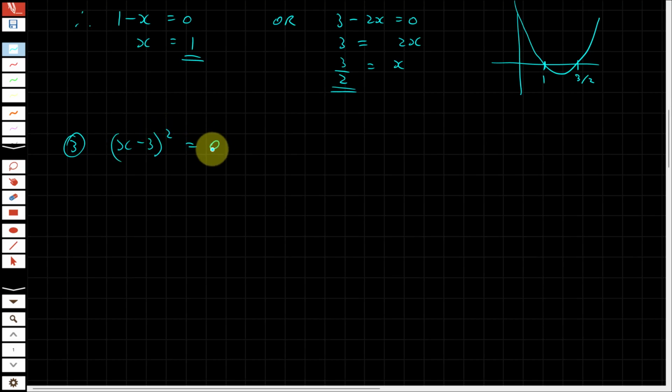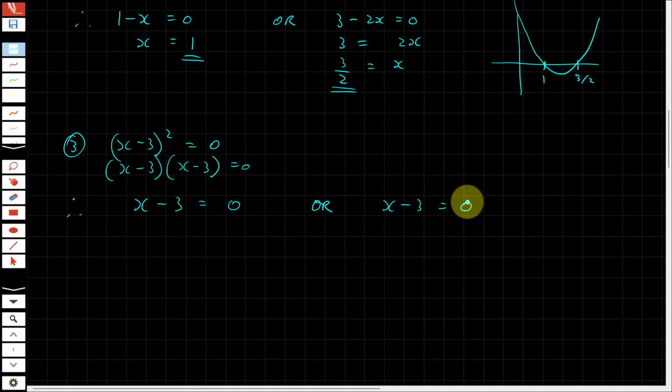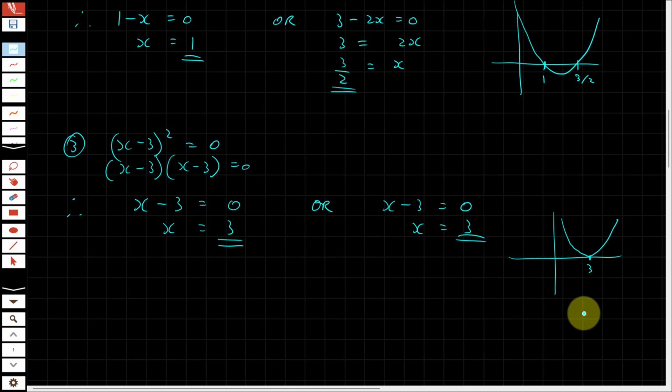This one here, we have (x take 3) all squared. So if we were to expand out the factors, we'll get (x take 3) multiplied by (x take 3). Solve each one separately and we get a single solution, in this case x equals 3. If we were to draw this parabola, it just touches the x-axis at one point only, and that is 3.